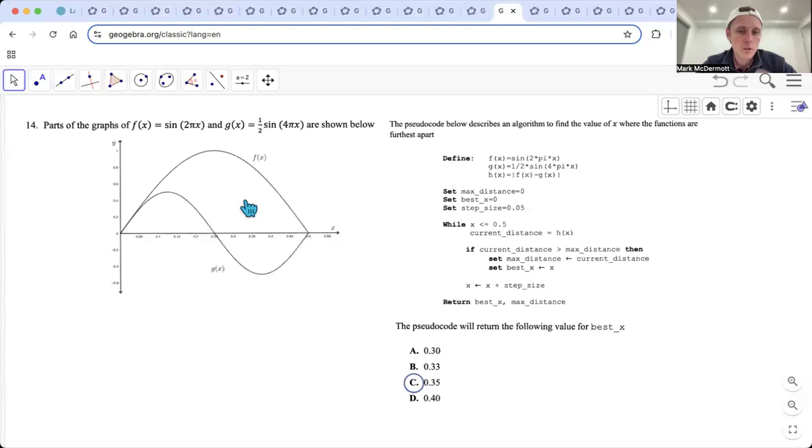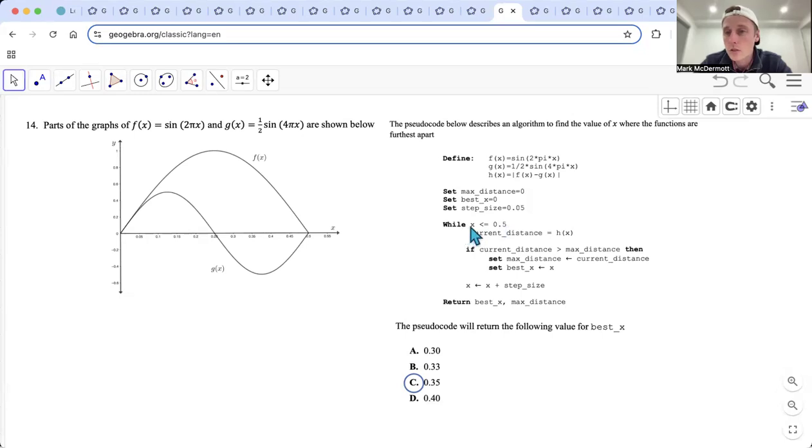This question, famous question 14 in my mind, took forever. Parts of the graph of f of x equals sine 2 pi x and g of x equals a half sine 4 pi x are shown below. The pseudocode below describes an algorithm to find the value of x where the functions are furthest apart. So this is our code. Define f of x, define g of x, define h of x as the absolute value of f of x minus g of x. Set the max distance to 0. Set your best x equal to 0 to begin with. Set the step size equal to 0.05.